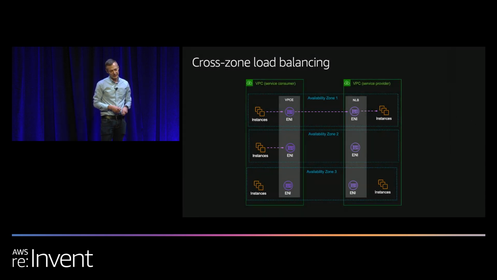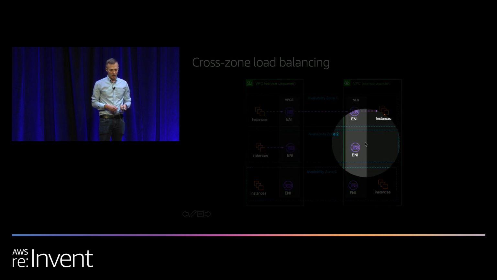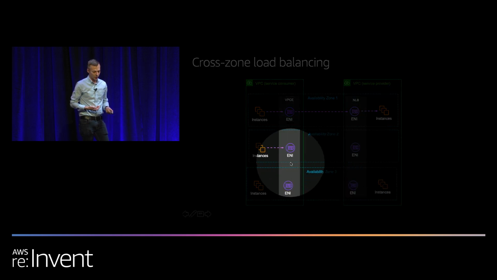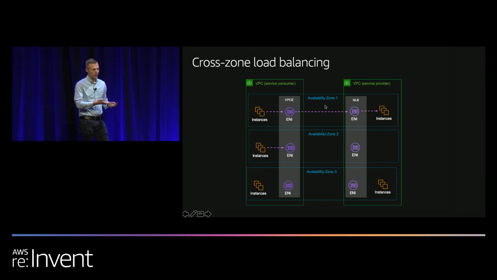Now, if we have another instance here that comes into this ENI, there's no instances here. So what would happen is, if we didn't have cross-zone load balancing enabled, we wouldn't actually be able to connect into the service through this ENI. We'd have to use one of these other ENIs. But because in this case we've enabled cross-zone load balancing, we can access an ENI and then talk to our instances in another availability zone.